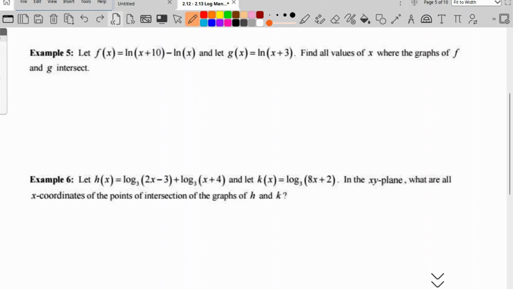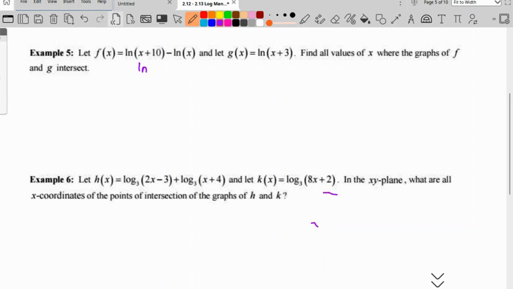It says, let f of x equal the natural log of x plus 10 minus the natural log of x. Let g of x equal the natural log of x plus 3. Find all values of x where the graphs of f and g intersect. So what are we looking for? Where the two equations are equal to each other. So we're going to set them equal to each other. Remember when we've been using the calculator to solve for the function equal to 3,000 or something? We put 3,000 on one side and the equation on the other, and we look for where they're equal. So that's where they're going to intersect when we do it graphically. That's all we're doing here. So this is just a word problem that reminds us to use that strategy of the natural log.